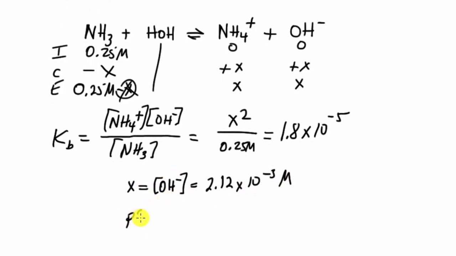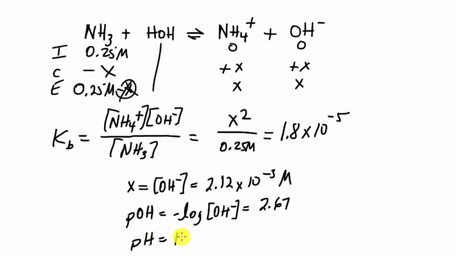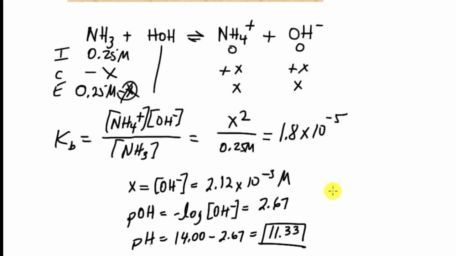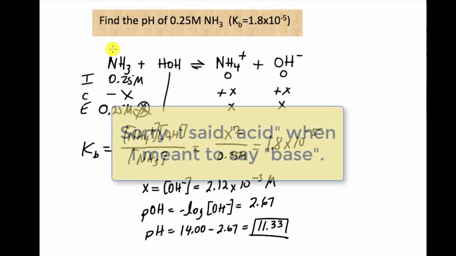I can find the pOH of this by taking the negative log of my hydroxide concentration. And if you want, you could find the hydrogen concentration and then take the negative log for the pH. But I tend to like to do it this way. 2.67, and then to find my pH, I just do 14 minus 2.67, and that would give me 11.33. And there is my pH of a weak base, in this case the ammonia at a quarter molar.